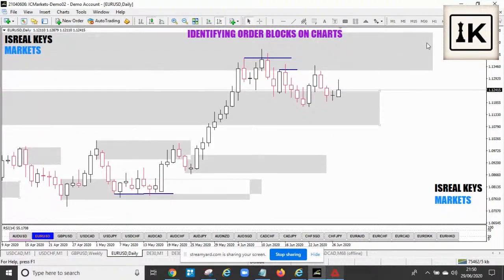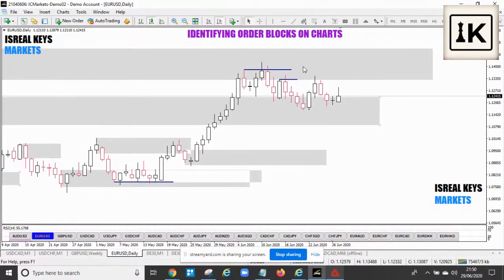We've identified this order block from weeks ago. Price rallied into it, stopped on this day, dropped. Remember last week we were analyzing Euro USD, and the move on the H4 started from here, and it came down and it dropped from there.